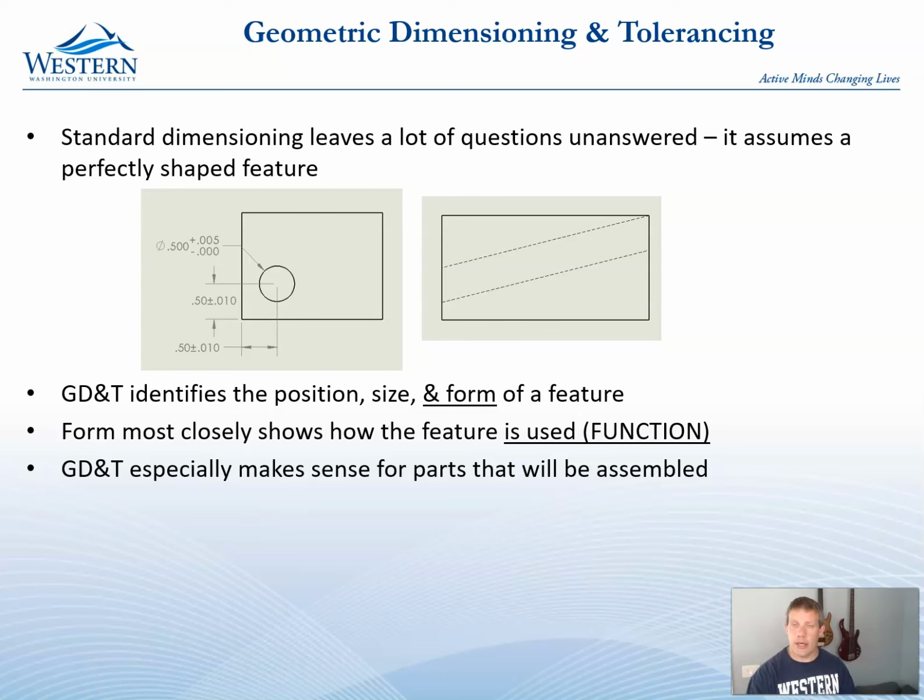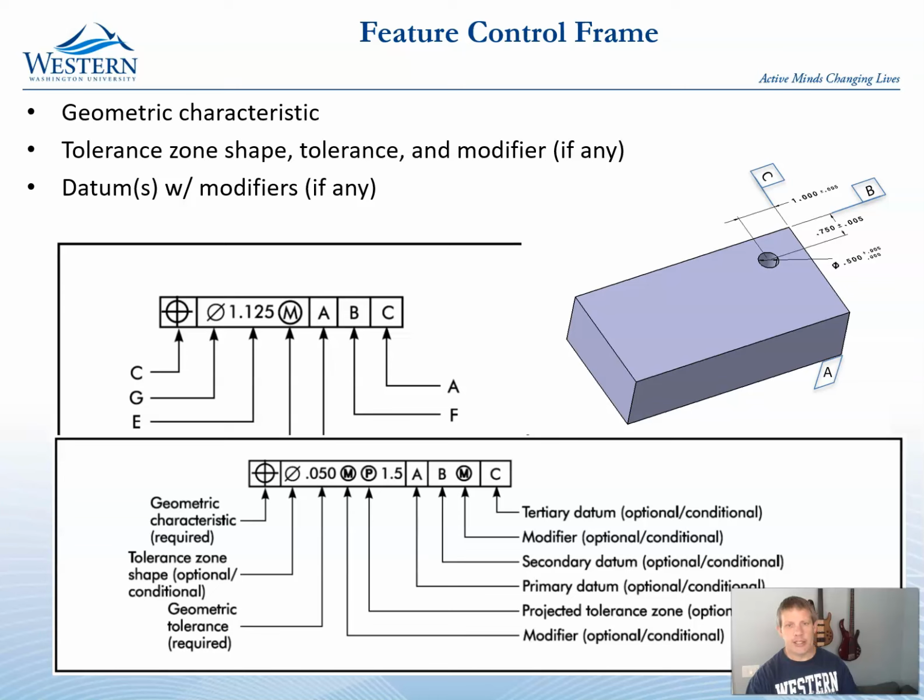That's not by any means the only aspect. There are lots of other aspects. Some of the aspects deal with, is the part likely to fail in fatigue because of surface treatments and the way that you've done things to it. But primarily we're dealing, especially in this class, with the form and the function, and that's why we need GD&T.